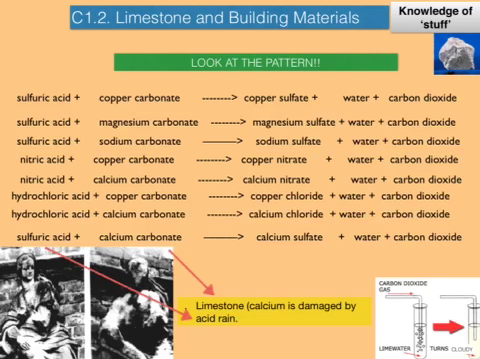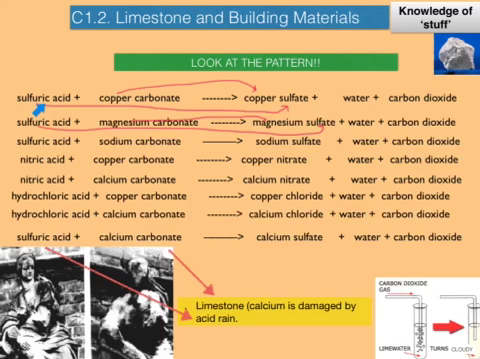But just have a look at the pattern. Sulfuric acid plus copper carbonate makes copper sulfate plus your water plus your carbon dioxide. The next example, sulfuric acid plus magnesium carbonate, goes to magnesium sulfate and water and carbon dioxide. The salt is named by the metal plus a little bit of the acid.